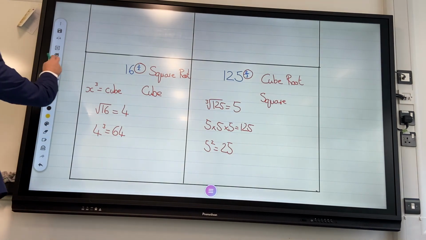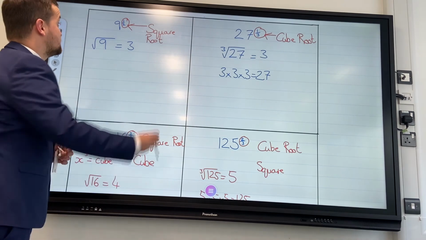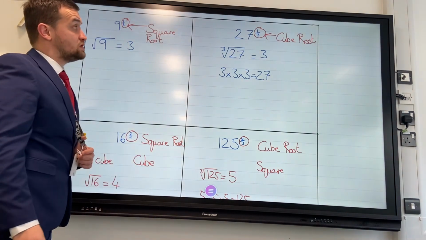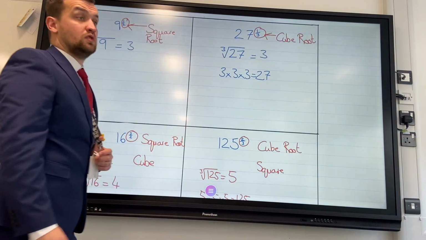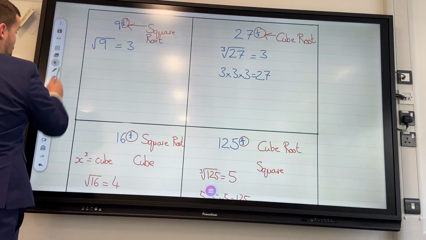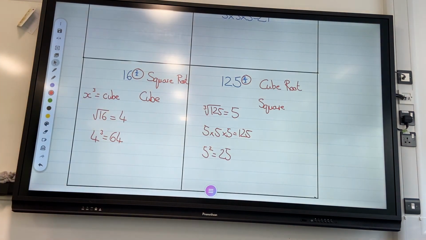When we're looking at these questions, they're not too bad. If there's a 2 on the bottom and a 1 on the top, you're just square rooting. If there's a 3 on the bottom and a 1 on the top, you are cube rooting. When we get down to here, we're going to have to do more than one thing, and that's part of the question.